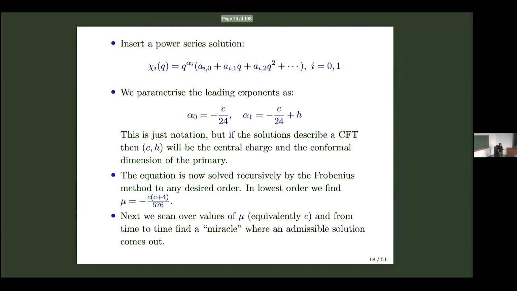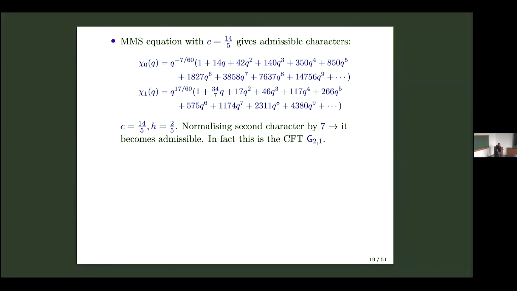Once we go to higher orders, we simply scan over values of mu, real values, and we try to see that every successive coefficient in the solution is a positive integer to get admissibility. And I'll show you how the miracle works. Supposing we inserted C equals 14 by 5 into our equation. That determines mu, as I just told you.